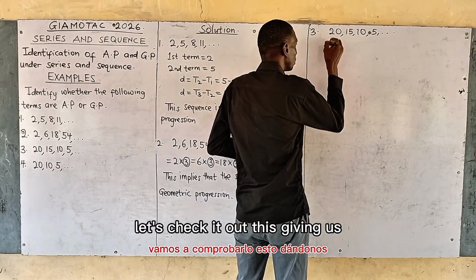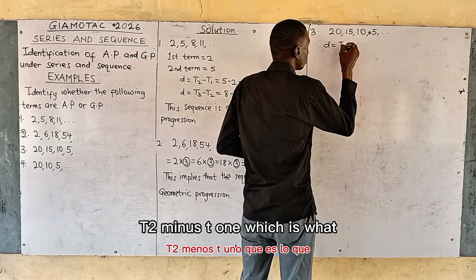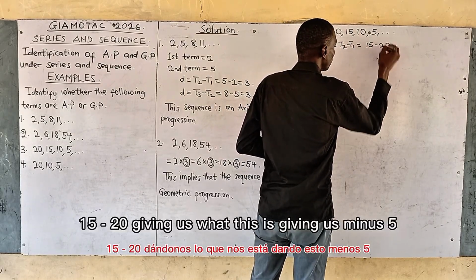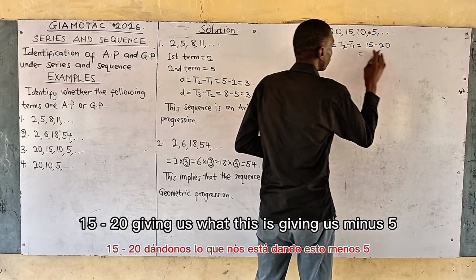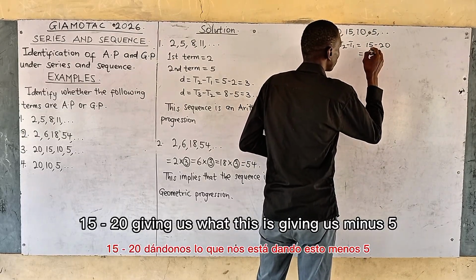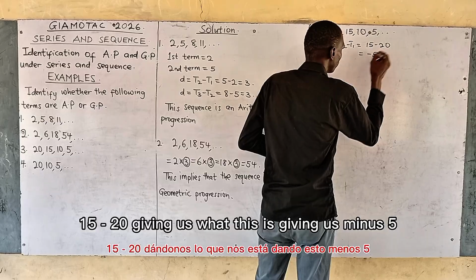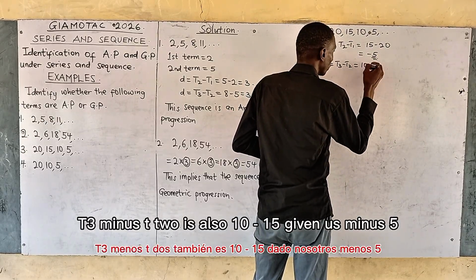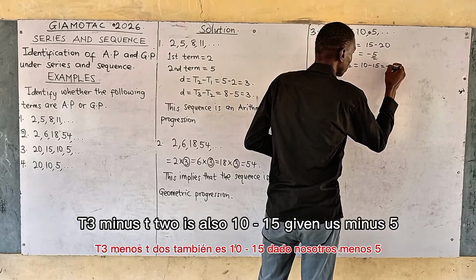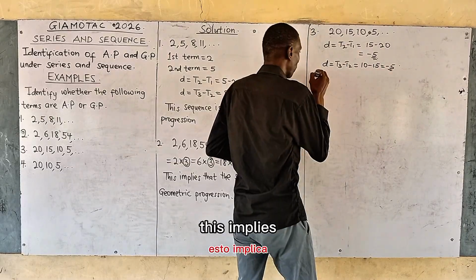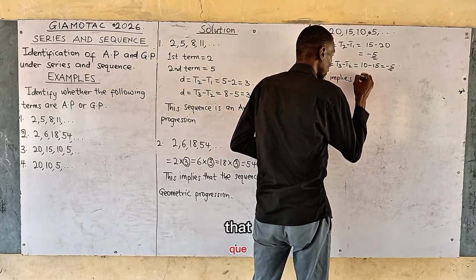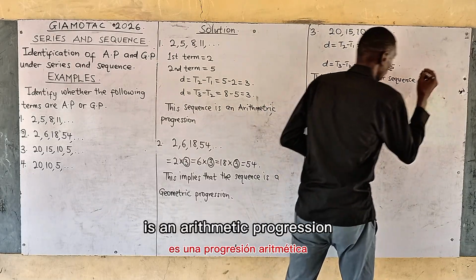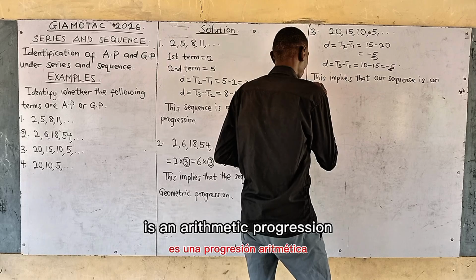Let's check it out. D is T2 minus T1, which is what? 15 minus 20, giving us minus 5. Check it out again. T3 minus T2 is also 10 minus 15, giving us minus 5. This implies that our sequence is an arithmetic progression.